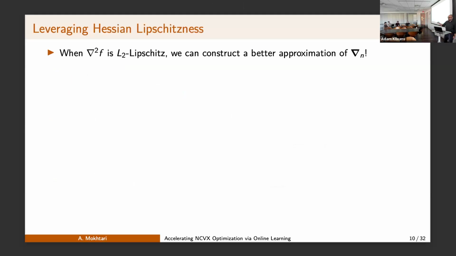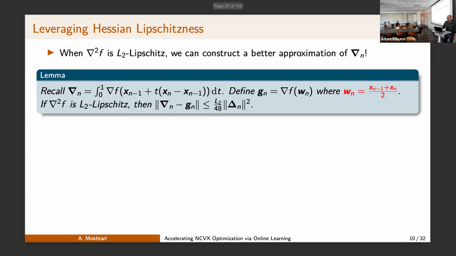But what if I tell you that the Hessian is also Lipschitz? Maybe you can do something better to approximate this average gradient over the segment. And that's actually something even simpler than sampling. You just pick the middle point. If you pick the middle point between xn and xn minus 1 and compute the gradient at that middle point, it's a pretty good approximation of the whole segment. You can show that the error of gn, the gradient at the middle point, from the true gradient of the whole segment is of order delta n squared, if you have second order smoothness. And that's key. That level of error is affordable for us in the analysis. So I can just use the middle point.